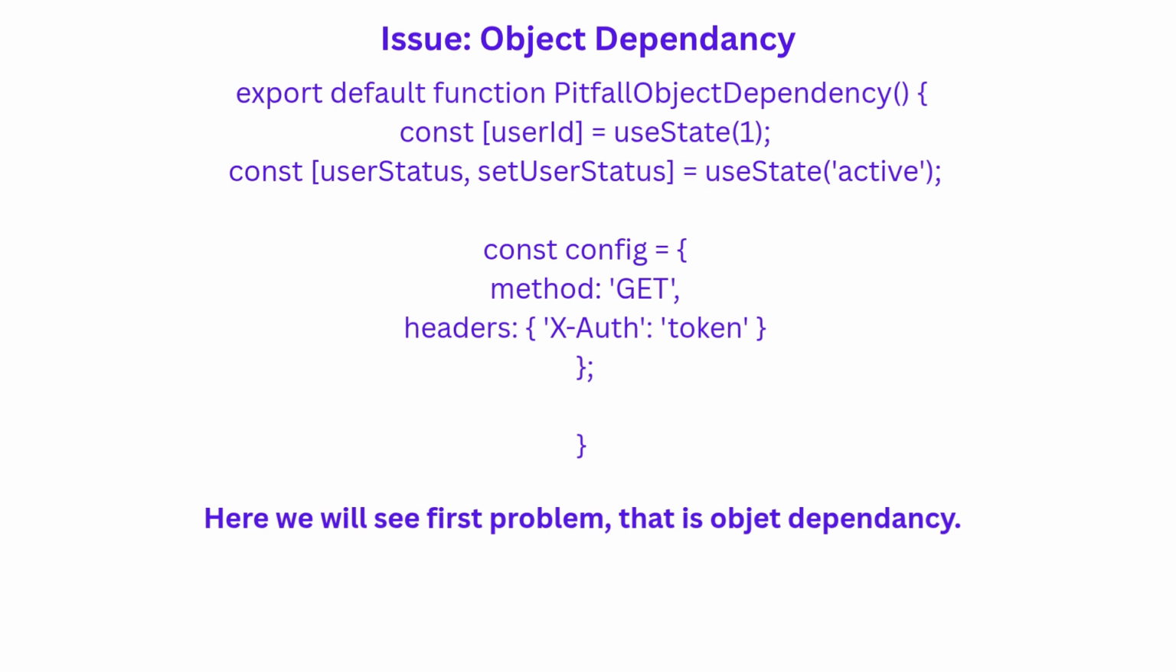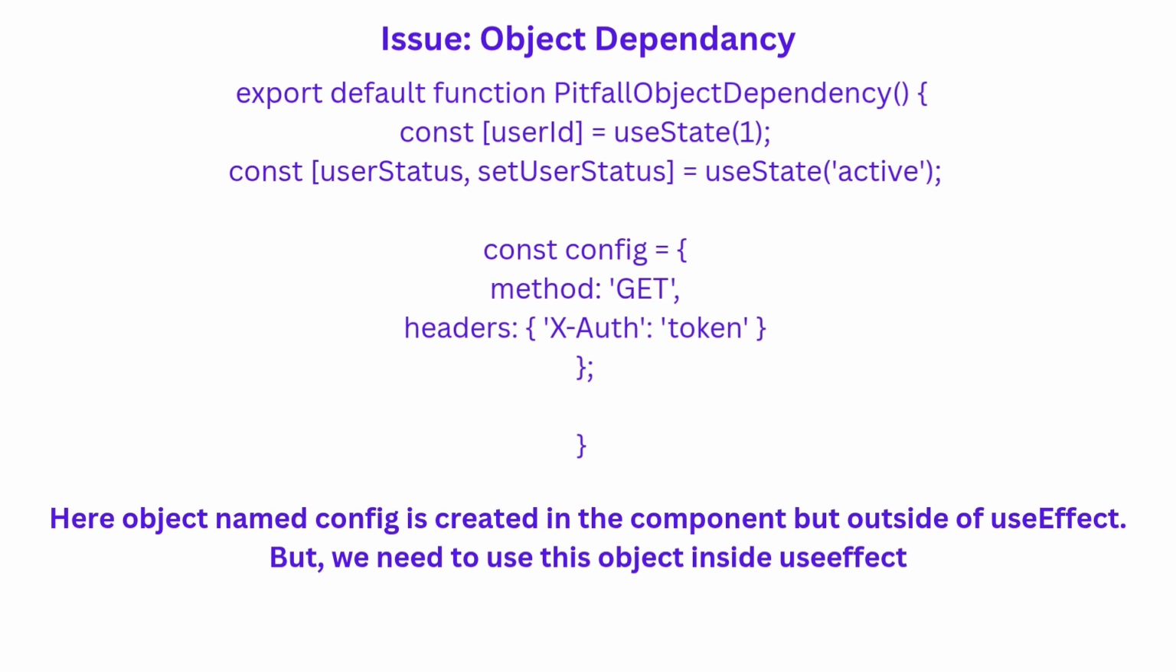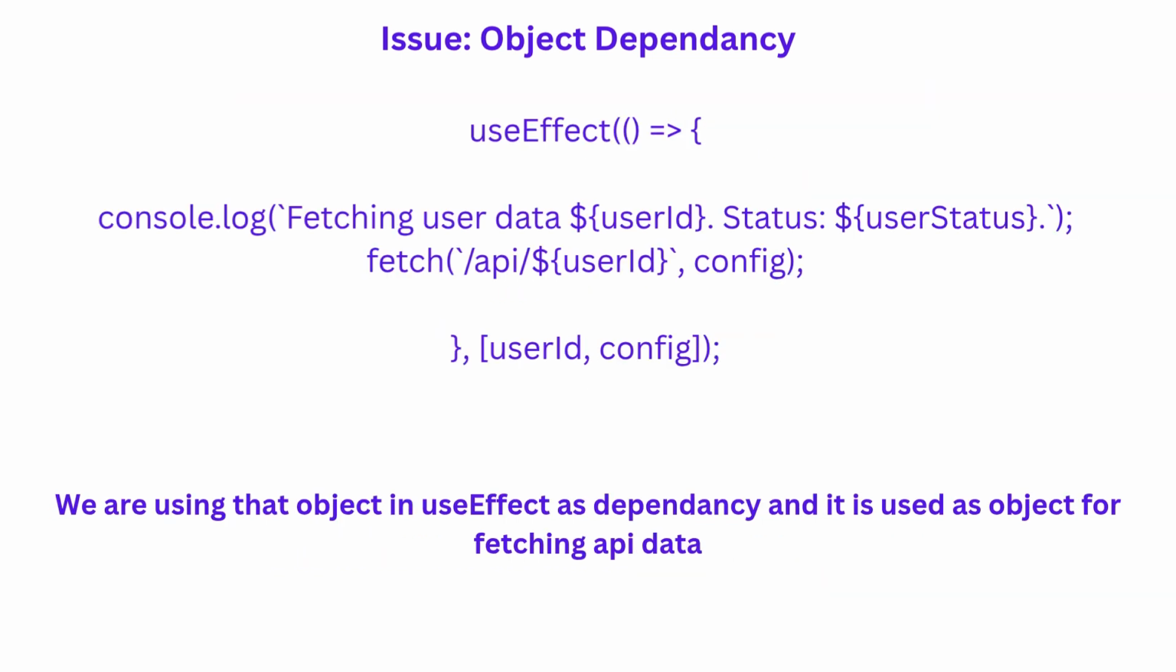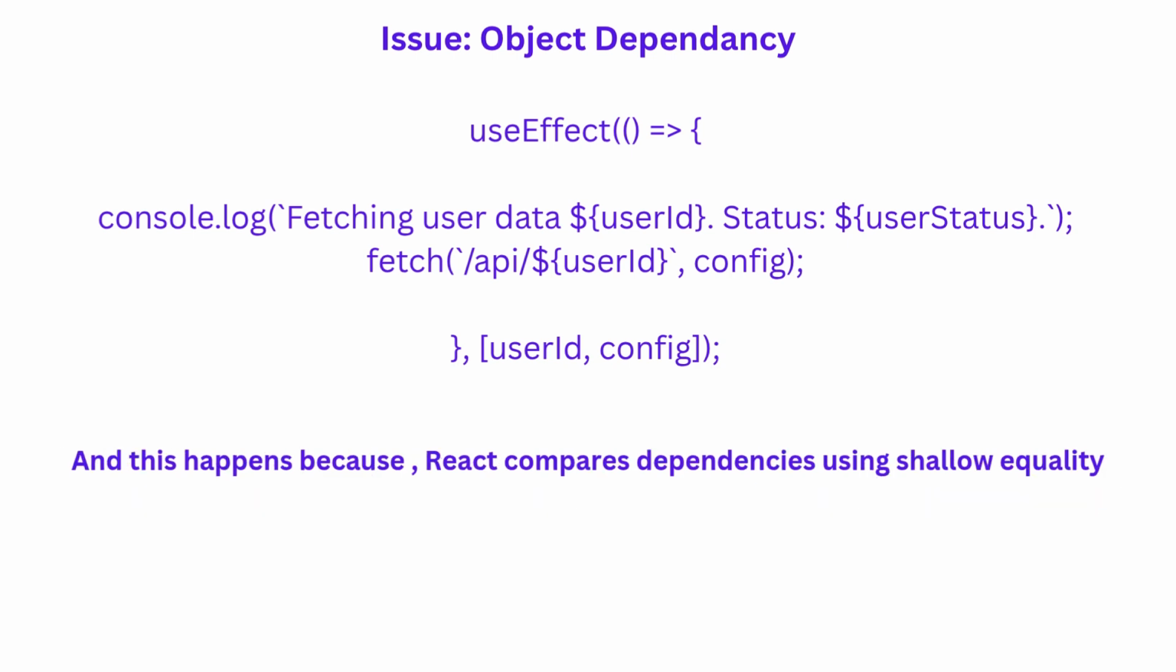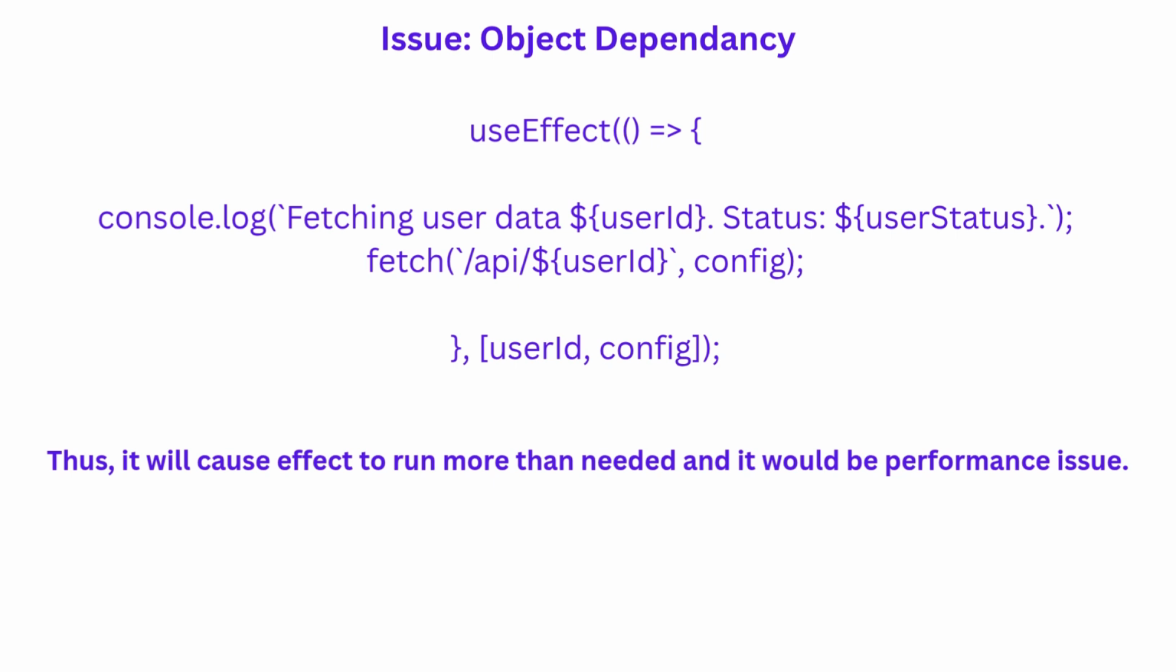Here we will see the first problem, that is object dependency. Here an object named config is created in the component but outside of useEffect. But we need to use this object inside useEffect. We are using that object in useEffect as a dependency and it is used as an object for fetching API data. The issue here is the object is created in the component and used as a dependency, so React will see it as a new reference on every render, even if the object contents are not changed. And this happens because React compares dependencies using shallow equality. Thus, it will cause the effect to run more than needed and it would be a performance issue.